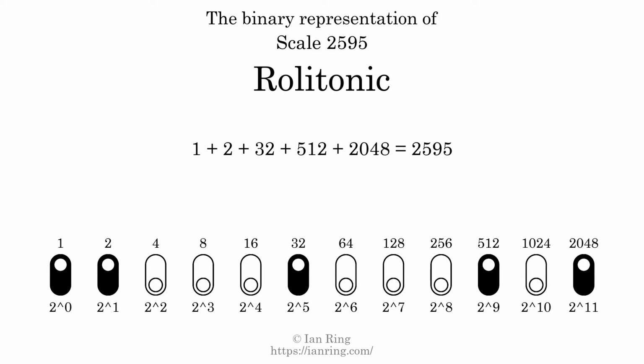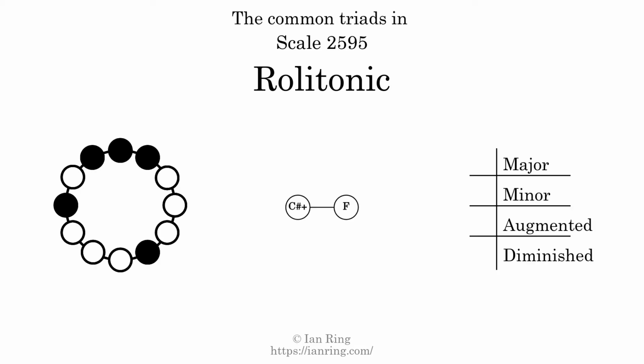2595. The scale number not only enumerates the scale with a unique index, but it also literally describes the tonal content of the scale. Represented as a binary number in base 2, the scale number is 101000100011. Here are the common triads present in this scale.